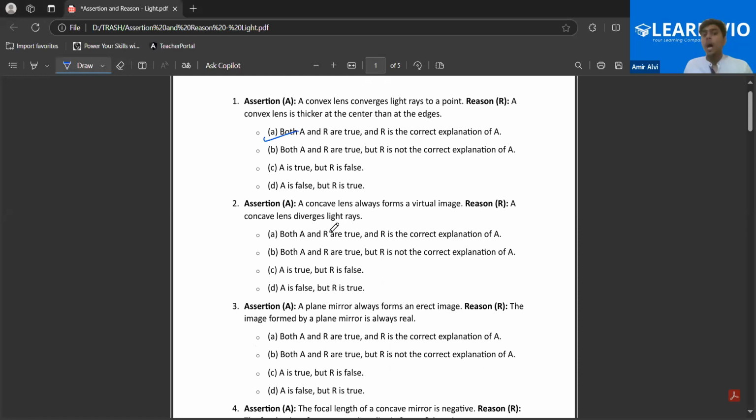Okay. Next question. A concave lens always forms a virtual image. Reason: a concave lens diverges light rays. Please do let me know if it's correct or not. Which option is satisfying it? A, B, or C? Okay, I got the first answer from Gianna. Everyone, please mention 1A, 2A along with the question number, because if you write just the option, I won't be able to recognize which question it belongs to.